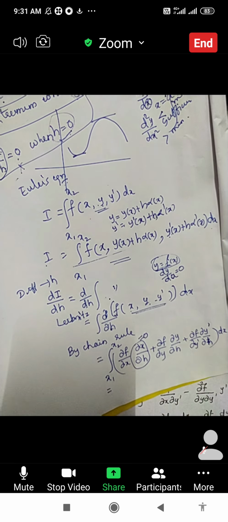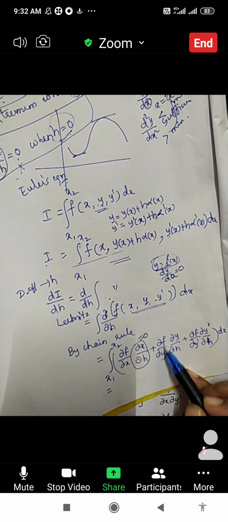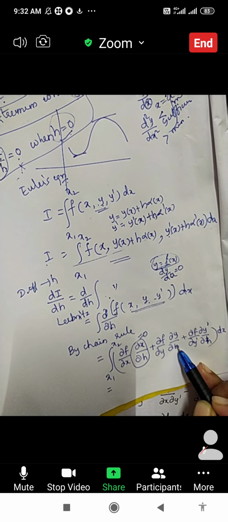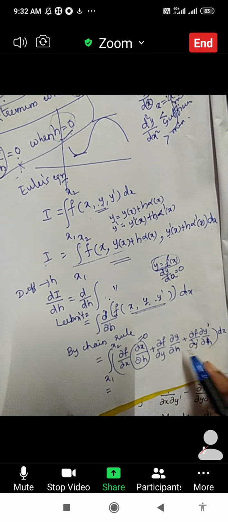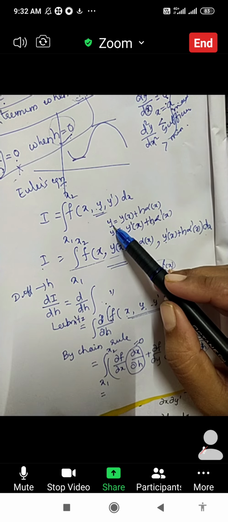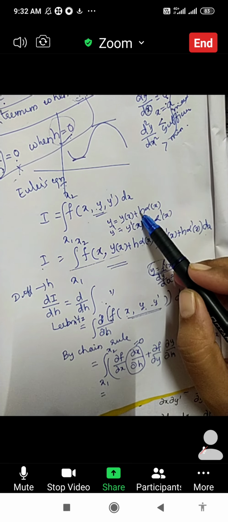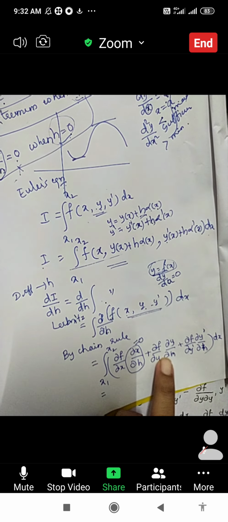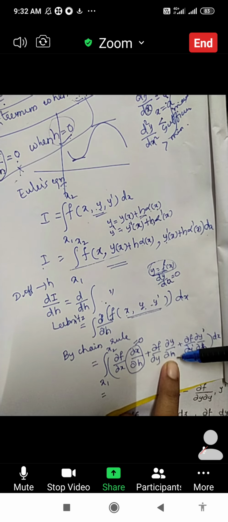Zero. Okay, done. So this will keep as it is. What is this meaning? Derivative of y with respect to h. Let us see what is our y. Just see here. What is y? y is y of x plus h into alpha of x. From this relation, we are going to find the derivative of this y with respect to h.